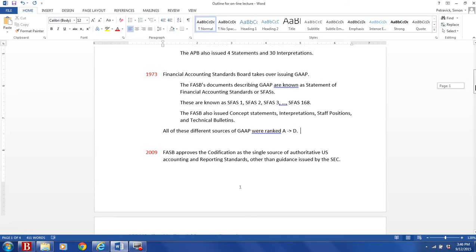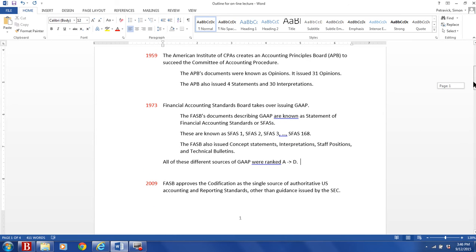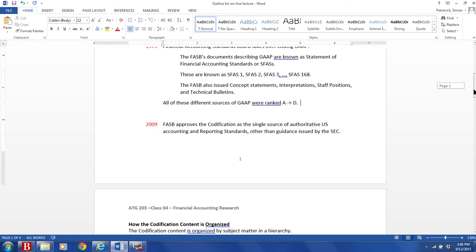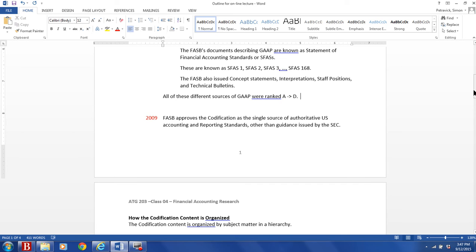So by 2009, some of the ARBs were still active, some of the APBs were still active, and some of the SFASs were also active. There's a lot of places you would go to look for GAAP. So to simplify things and put GAAP all in one place, the FASB approved the codification as the single source for authoritative U.S. accounting and reporting standards. Now the SEC also issues some standards that just apply to public companies, so those would not be applicable to private industries. And also realize that there's another agency called the GASB that issues GAAP for government entities. So what we're talking about here would be a business that does manufacturing, a service industry, could be anything from a large international company down to a family-owned business.